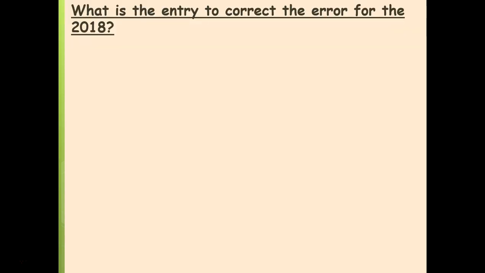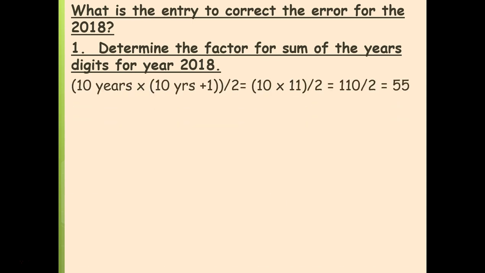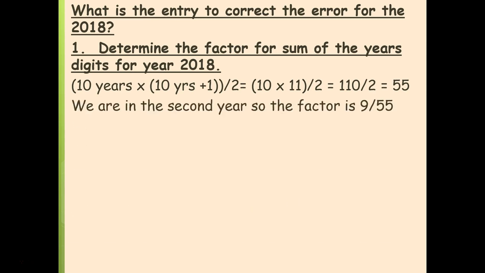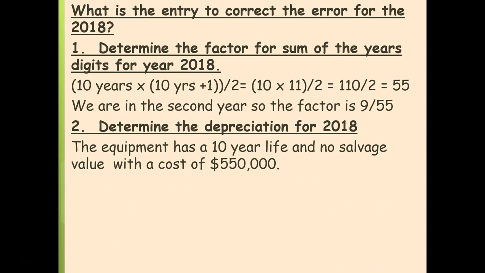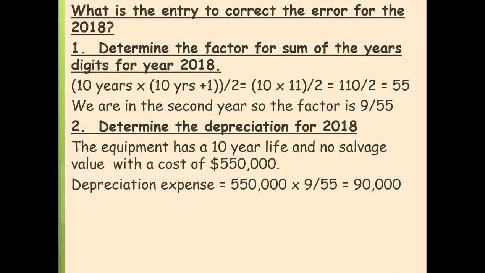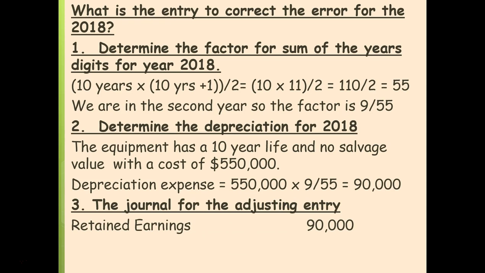Now, what's our entry to correct the error? So first, we need to determine the factor for sum of the year's digits for 2018. It would be 10 years, so we'd come up with our factor, which is 55. We're in the second year, so it would be 9, because the first year would have been 10 over 55. So we're going to determine the depreciation. The equipment has a 10-year life and no salvage value. So depreciation expense would be $90,000. So the journal entry would be, we would decrease retained earnings and increase accumulated depreciation.